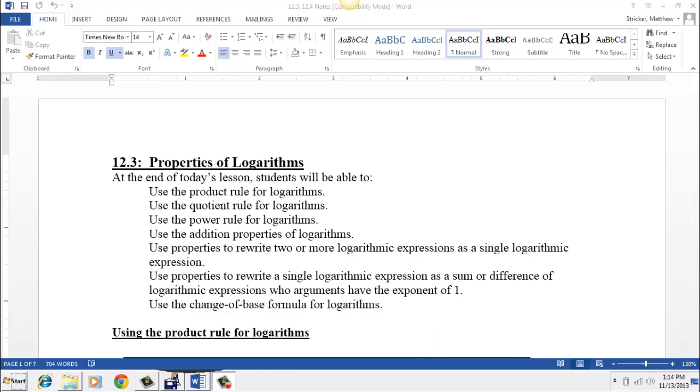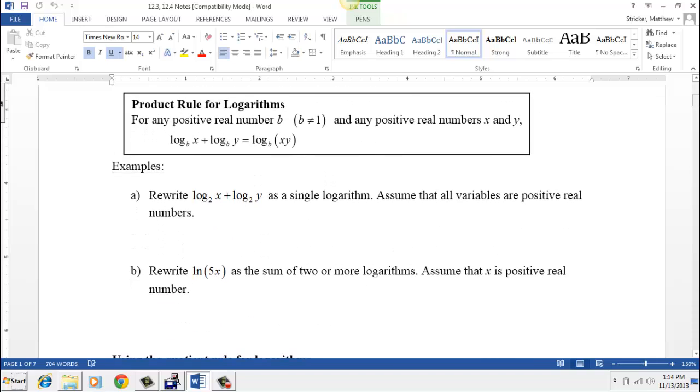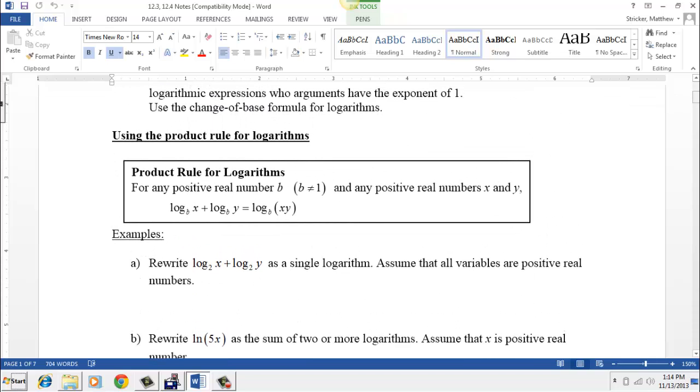Hi, this video covers section 12.3. We're going to be talking about some of the properties of logarithms. And the very first property we're going to discuss is what we call the product rule.